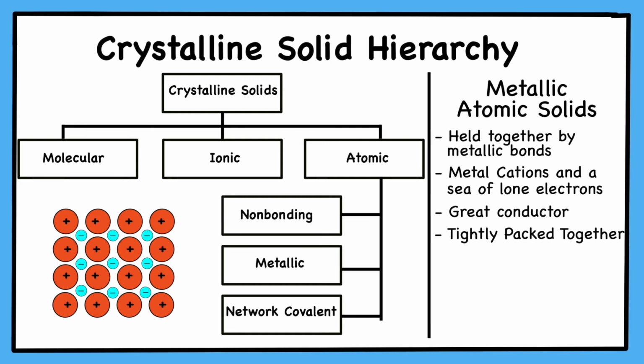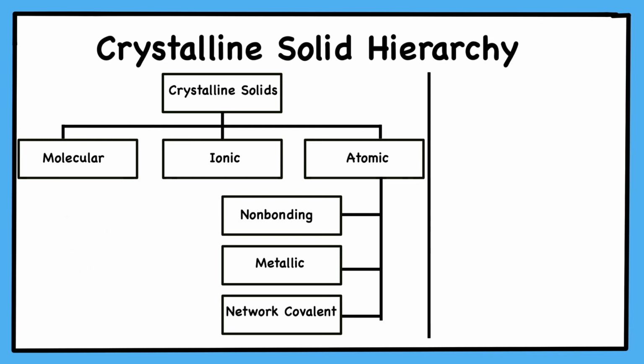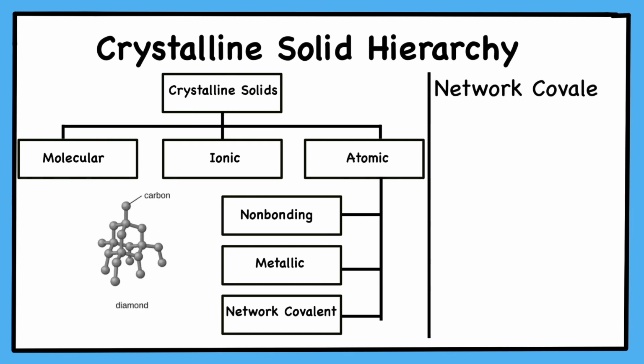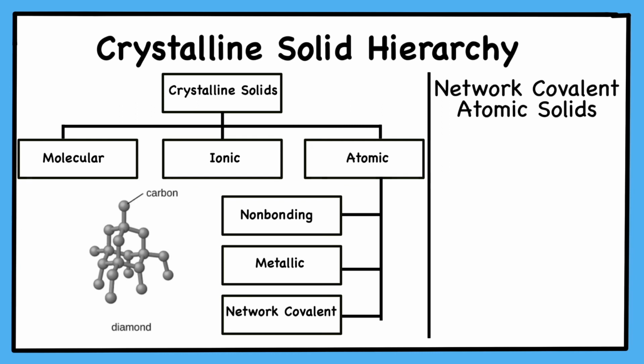Metallic bonds have varying strengths, so some metals such as mercury have melting points below room temperature, while other metals such as iron have a really high melting point, which is 1809 degrees Celsius. Our last type of atomic crystalline solids are our network covalent atomic solids.